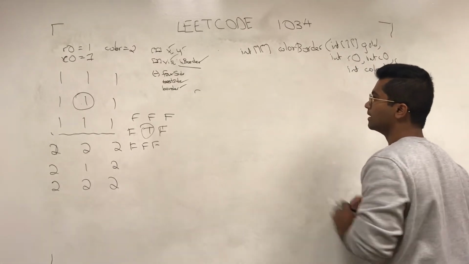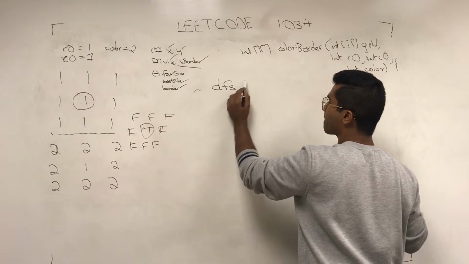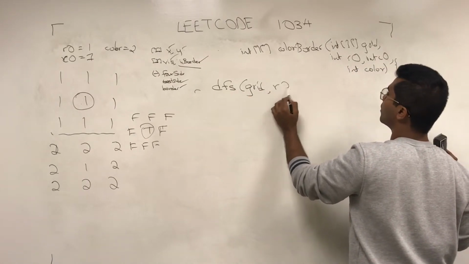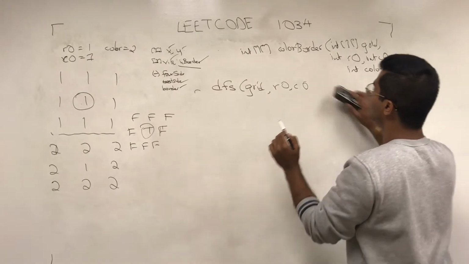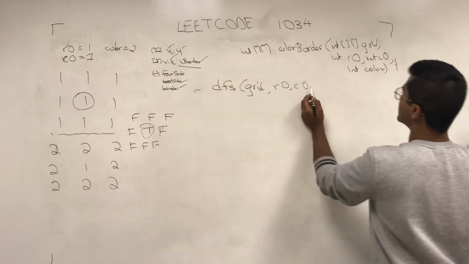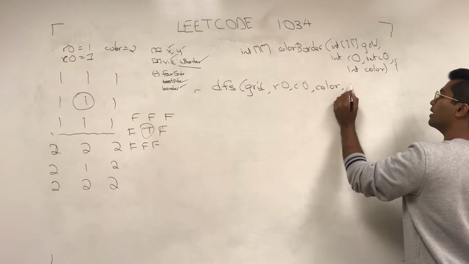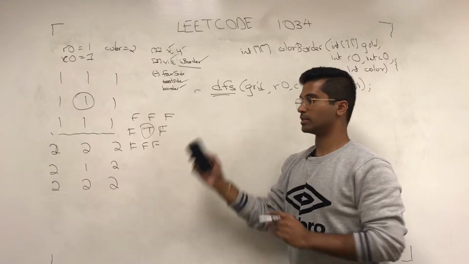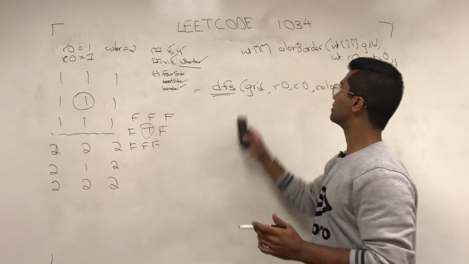Now that that guy's done, I can call my DFS of grid, r0, c0, color, and ori. I'm going to get into the DFS in just a second, but let me just finish up this main color border method.